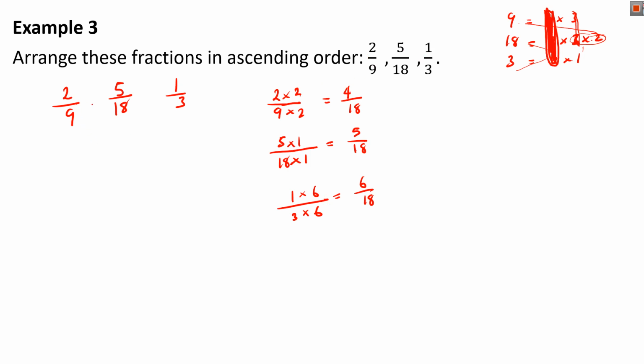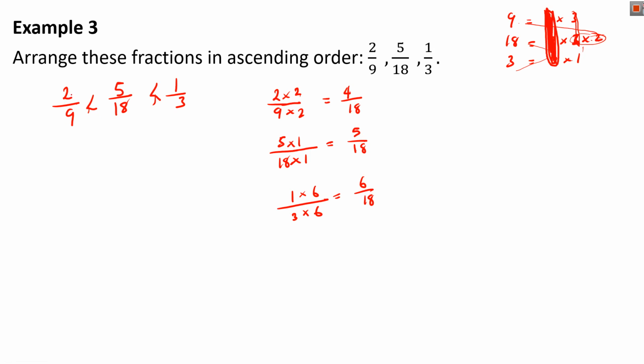So actually this thing has already been arranged before. This 2 over 9 is lesser than 5 over 18. 5 over 18 is lesser than 1 over 3. The biggest is 1 over 3, even though it looks as if it's the smallest. Because 1 over 3 gives us 6 over 18. Can you see? 5 over 18 still gives us 5 over 18, and 2 over 9 gives us just 4 over 18. So 4 out of 18, 5 out of 18, 6 out of 18. So 6 out of 18 is bigger than 5 out of 18, and 5 out of 18 is bigger than 4 out of 18.